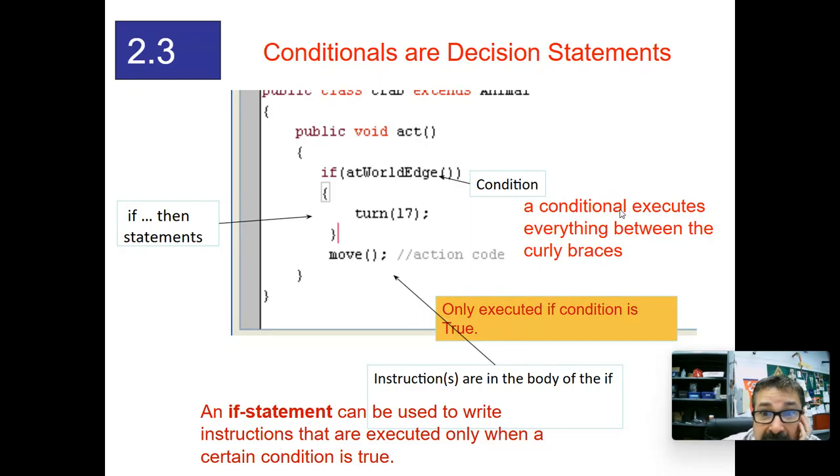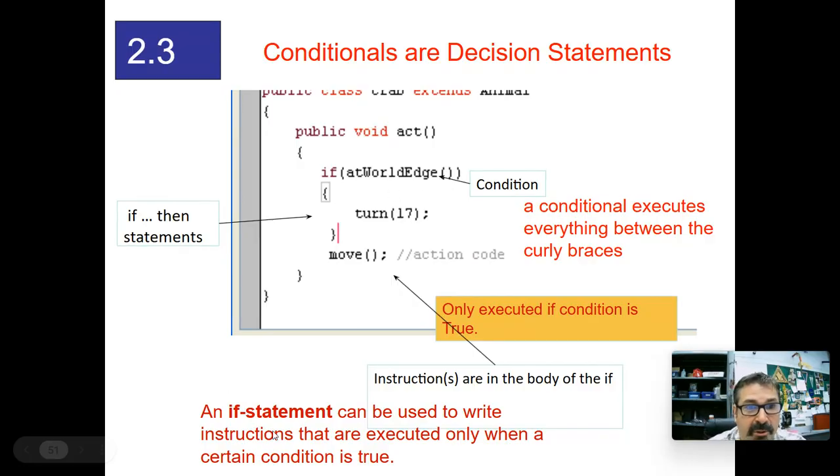All right, so a conditional executes everything between the curly braces. So if this is true, this is the condition, so if this is true, then we're going to do everything between the curly braces, which is only one line at this point, which is turn 17. Okay, so if this is true, it's going to do this. If this is false, if you're not at the edge of the world, it's going to skip this. So it's only going to turn if this condition is true.